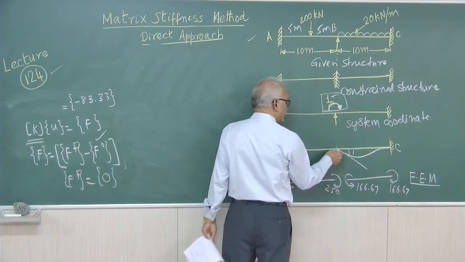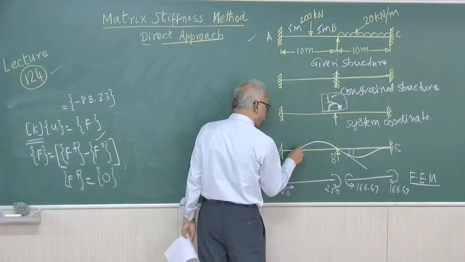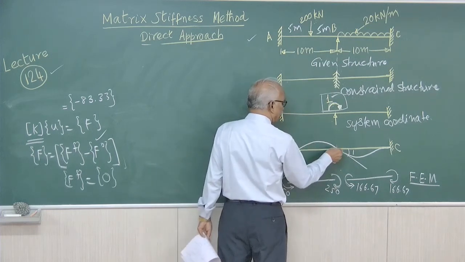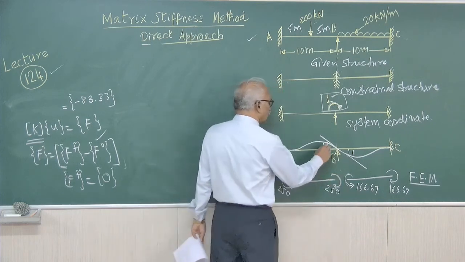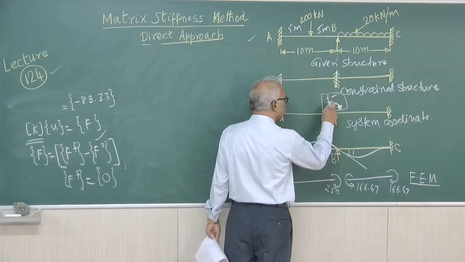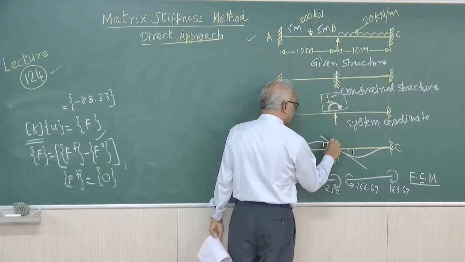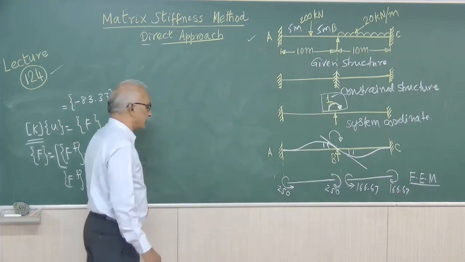And it is a continuous beam. Therefore, this curve will continue, and this value is also equal to unity. Now, for this unit rotation along the coordinate, what is the force developed here? That force is that of K.